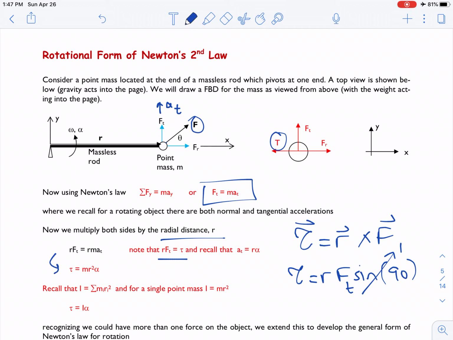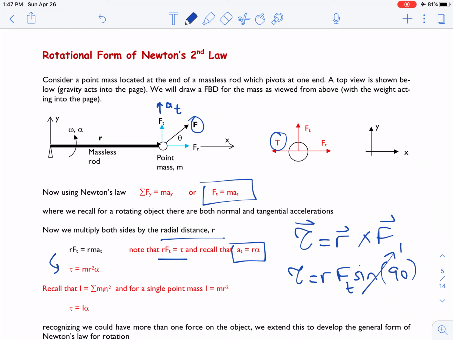And on the right side, you can convert a_t to alpha, the angular acceleration. You can introduce angular acceleration using the definition as we discussed in the review. Hopefully it's refreshed. So a_t is R alpha, and then you're just putting R alpha here. There are two R's now, so you multiply them and you get m R squared alpha.